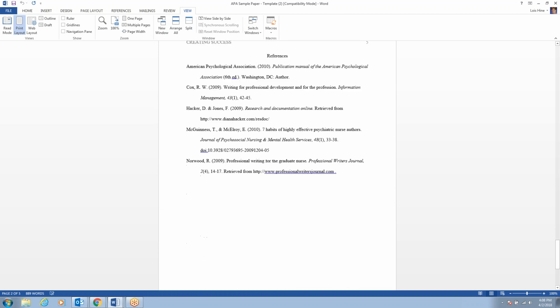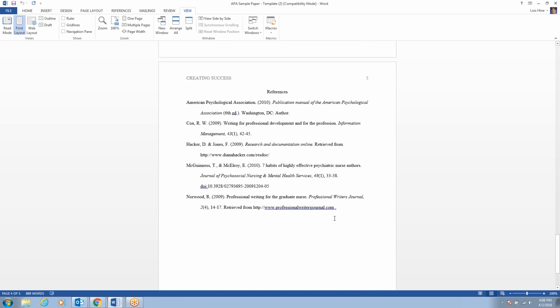And then your reference page is all by itself on the last page. It's got the word References at the top, just a capital R, the rest are small letters, and it's in the middle. And then here we have them, and they're in alphabetical order. And they have the hanging indent, which is the first line is flush to the margin, and every line after is indented.